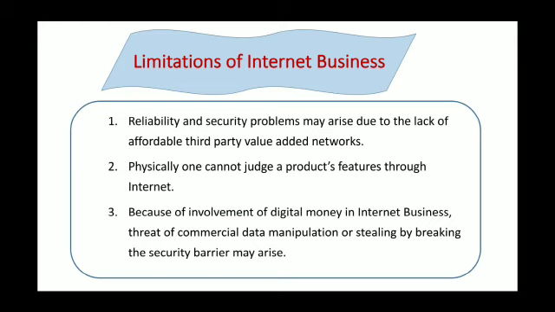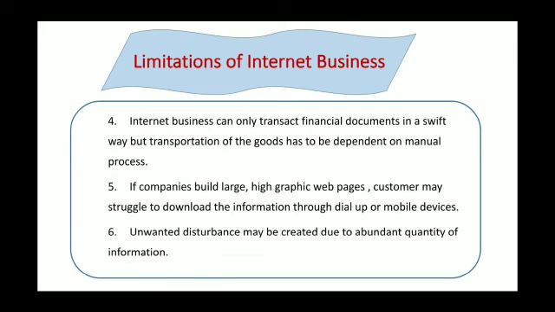Third one is because of involvement of digital money in internet business, the threat of commercial data manipulation or stealing by breaking the security barrier may arise. This is also one limitation. Next, internet business can only transact financial documents in a swift way, but transportation of the goods has to be dependent on a manual process. The product has to be transferred manually. It should be packaged, it should be got from the retailer to the customer's place. Through manual means only it has to be sent.